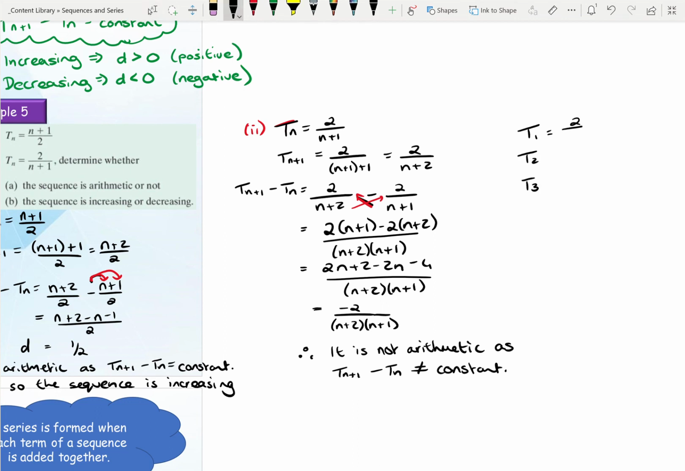So term 1 would be 2 over 1 plus 1, which would be 2 over 2, which is just 1. Term 2 would be 2 over 2 plus 1, which would give me 2 over 3. So I can see it's starting to get smaller. The next one would be 2 over 3 plus 1, which would be 2 over 4, which is giving me a half. So I can see that as I go from 1 to 2 over 3 to a half, it's getting smaller and smaller. So therefore, the sequence is decreasing.